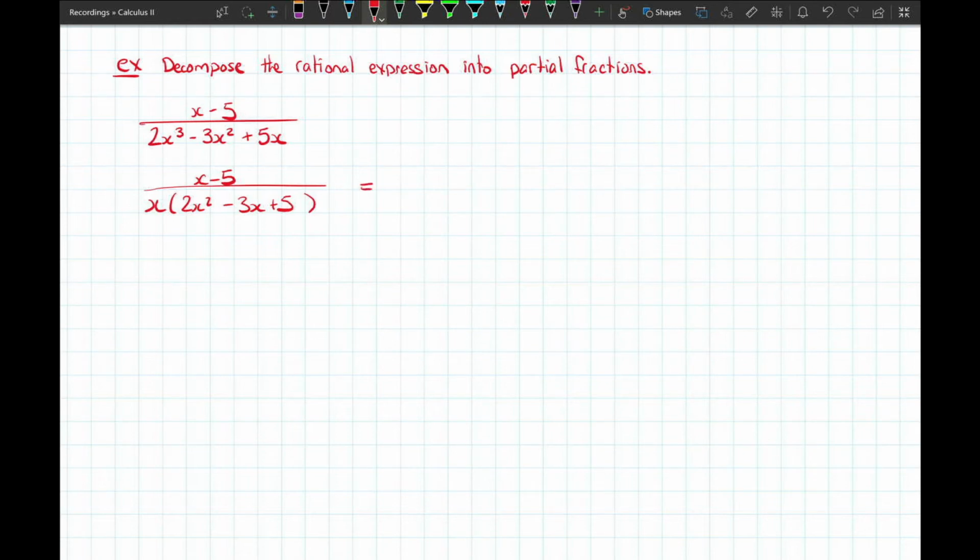For the first factor in the denominator, x, that's linear and non-repeated, so our first partial fraction form is going to be a constant over x. Now, our second factor here is an irreducible quadratic that is non-repeated. So its partial fraction form is going to have the denominator 2x squared minus 3x plus 5. But for the numerator, instead of Ax plus B, we're going to have to shift down the alphabet and go with Bx plus C since we've already used capital A.